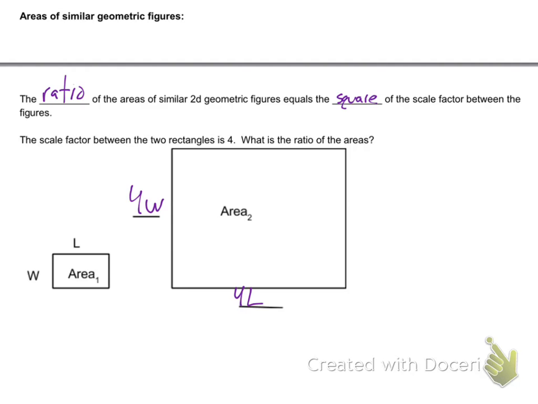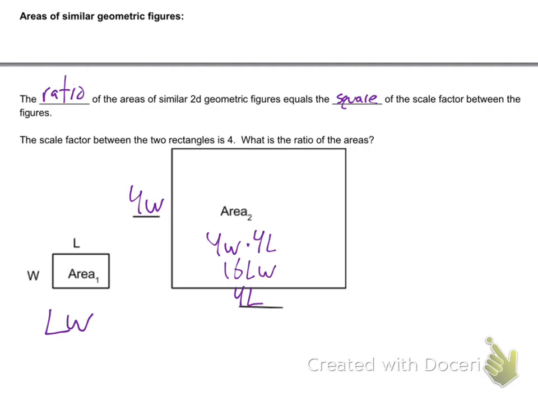Length times width. Would you guys agree that area would be length times width for the small rectangle? Yes? What's the area of the larger rectangle? 4W times 4L. Yes? And 4 times 4 is 16. I'm going to change the order to say LW because we have LW on the left over there. But it's the same thing, right?